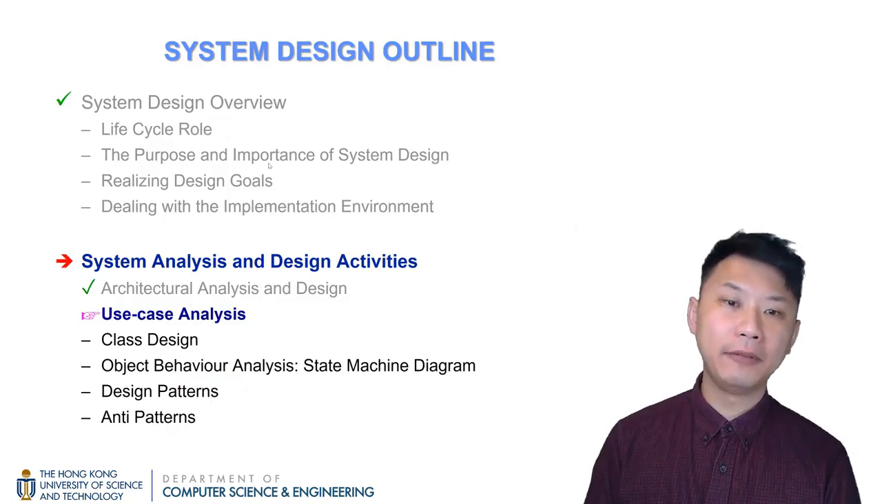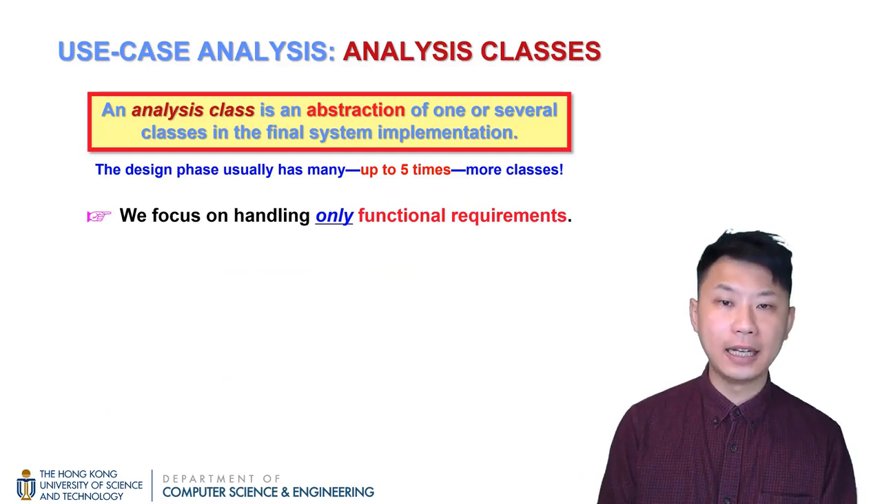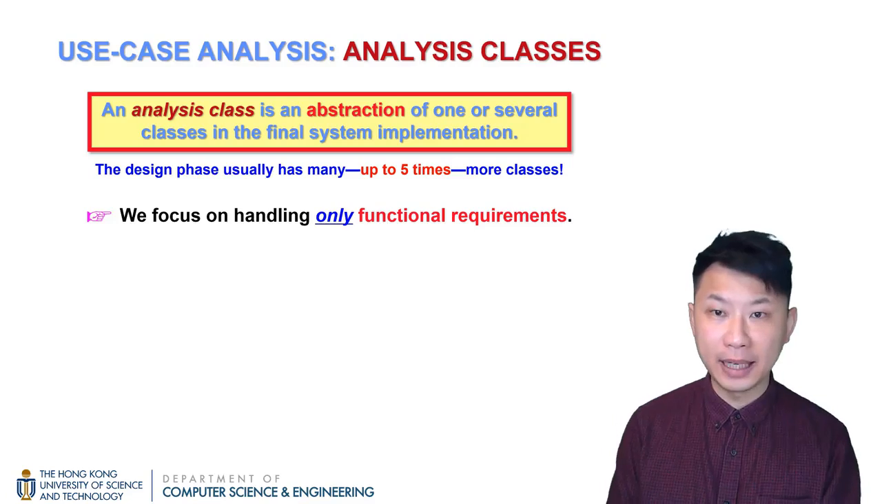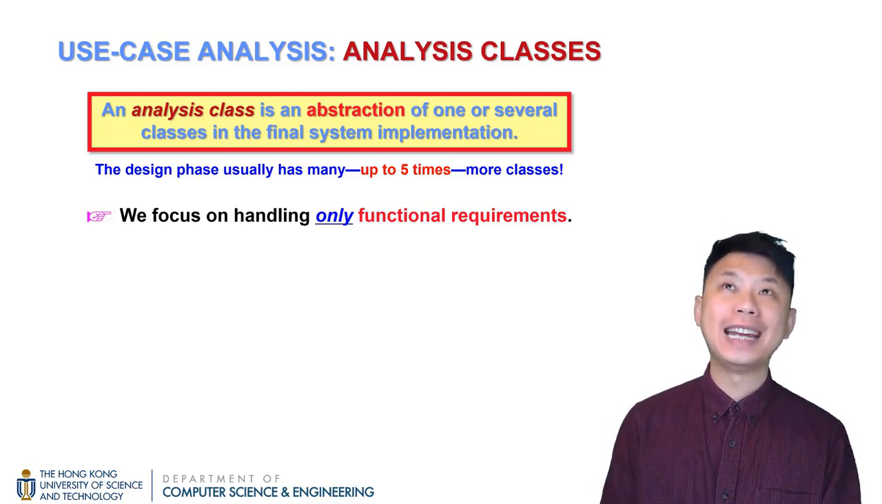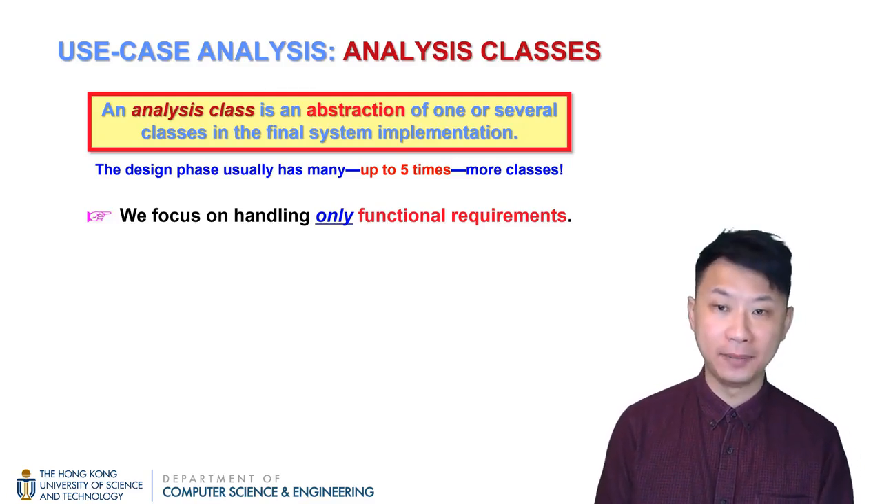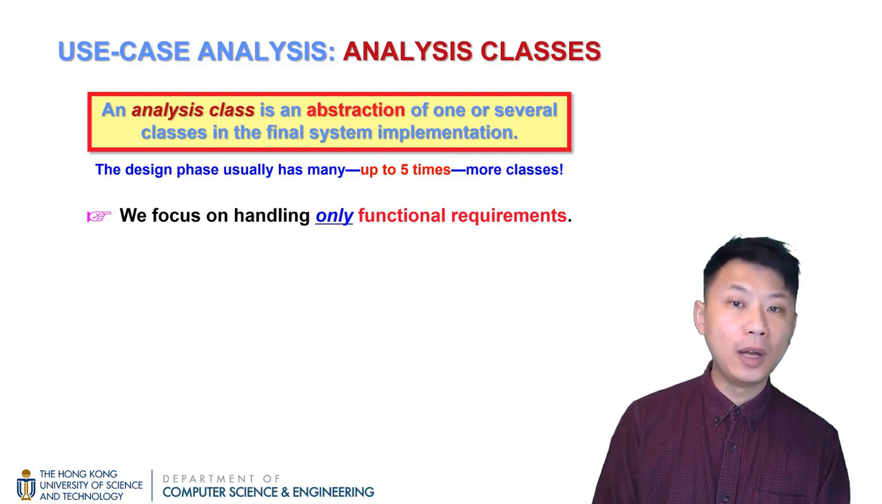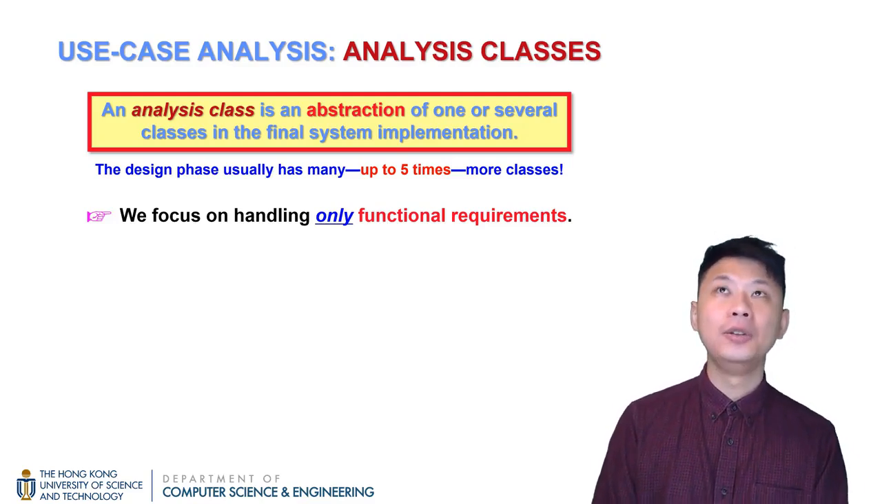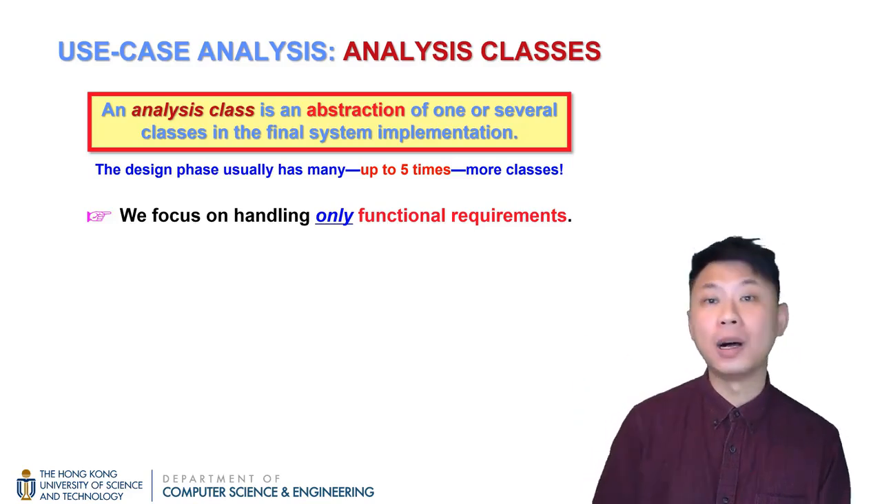Then the next topic that we're going to cover is use case analysis. An analysis class is an abstraction of one or several classes in the final system implementation. So by coming up with all the analysis classes, somehow you can estimate eventually how many classes that you need for implementation. But still, it's a good idea to come up with all the analysis classes before you go to implementation. Because by knowing what the analysis classes are, you know roughly the classes that you need in order to fulfill all the functional requirements.